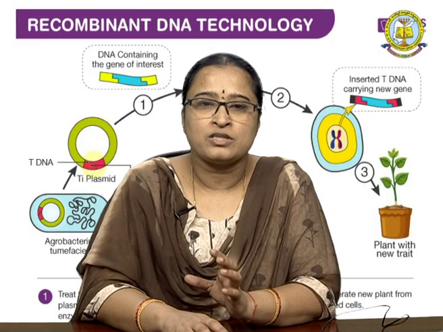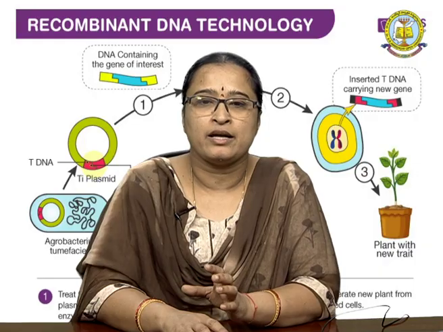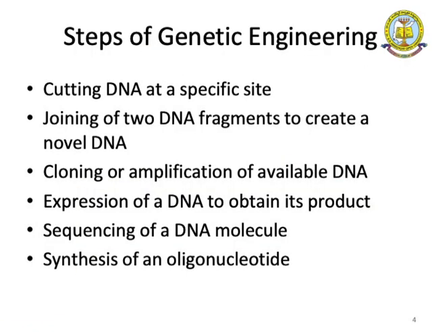The first step is how to cut the DNA. After cutting the DNA, you can take one specific site. After completion of the cutting, two DNA fragments are joined to create a novel DNA. Then cloning or amplification is available in DNA technology. This is the expression of a DNA product, and sequence of DNA molecule synthesis and analog nucleotides are also involved in each and every step of genetic engineering.